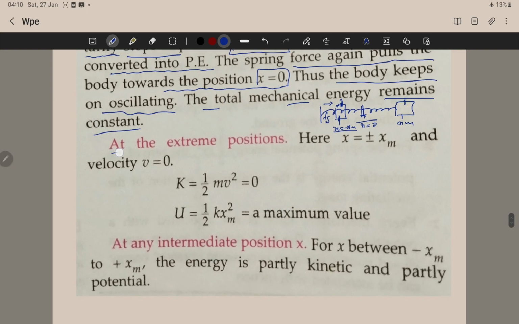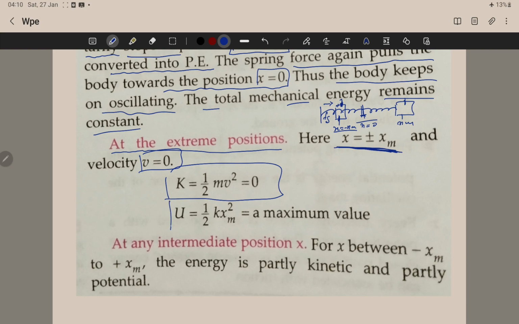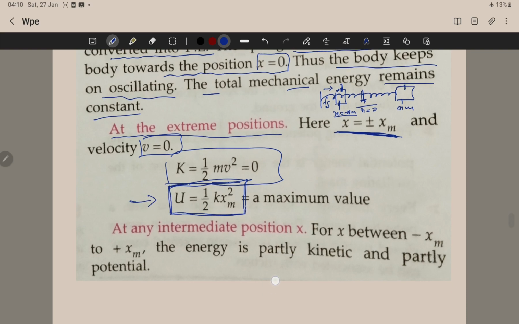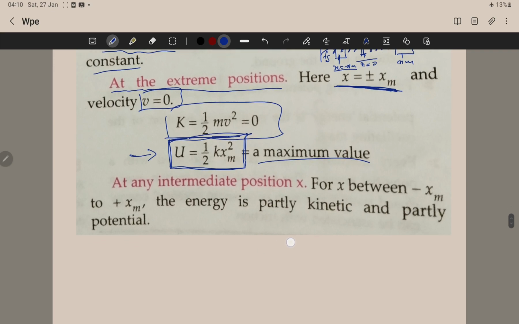Now let's take some extreme positions. First, let's take x equal to plus xm and minus xm. At this position, the body stops for an instant, for a very small time, so the velocity becomes 0. If velocity becomes 0, kinetic energy becomes 0, which means all the energy the spring possesses is potential energy, equal to half k xm square. It is the maximum value of the potential energy.